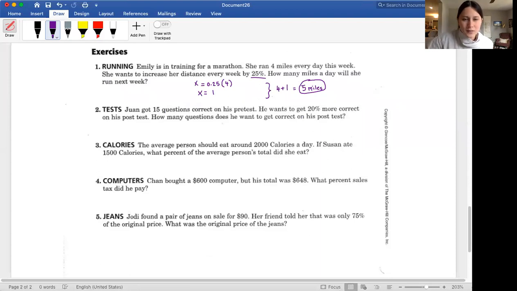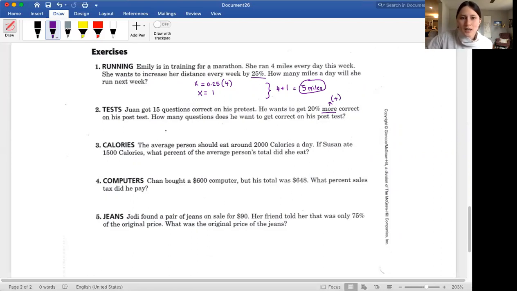Juan got 15 questions correct on his pretest. He wants to get 20% more correct on his post-test. So this is a keyword, "more." That really should hint to you that there is some addition involved, okay? How many questions does he want to get correct on his post-test?